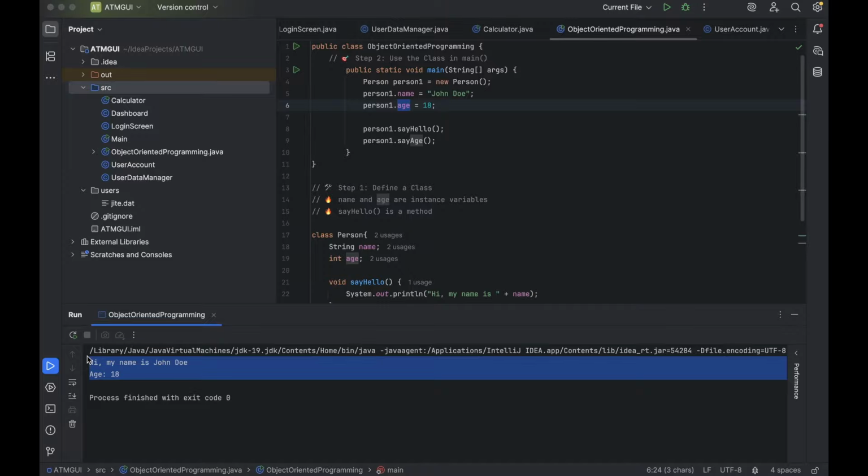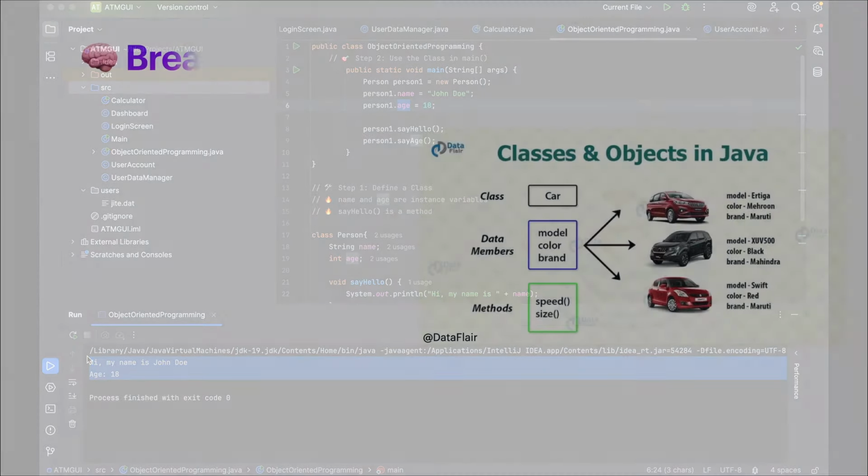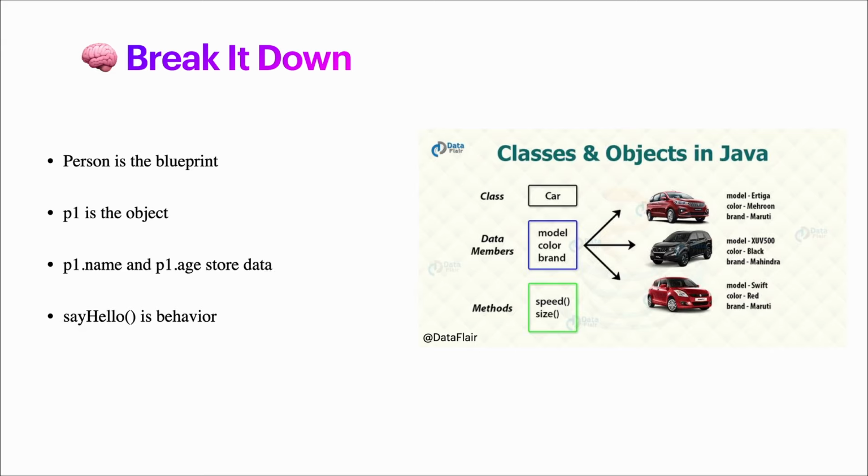Now, here's a general breakdown. First breakdown is person is the blueprint. Like I said before, your class person is the blueprint. Now, this person one you created is the object. Then we see person one dot name and age. They help us store data to this class. Now, the say hello right here is a behavior because it is a method.